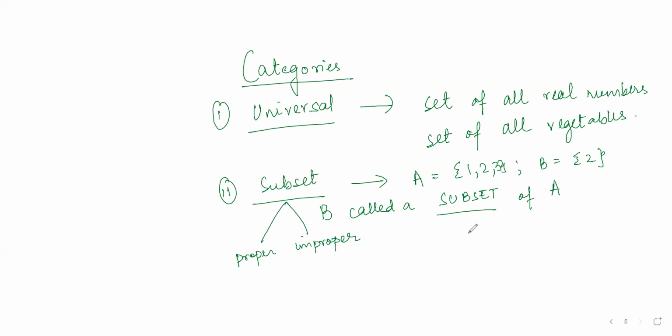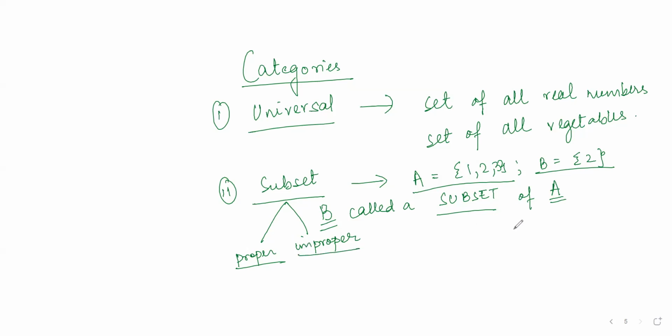अब ये proper क्या हुआ, improper क्या हुआ? Proper is if at least one element in A is not in the subset. Okay, so this is an example of a proper subset. B has only the element 2, A has 1, 2, 3. So A has at least one element that is not there in the subset. So A having at least one extra element than the subset will be called a proper subset.